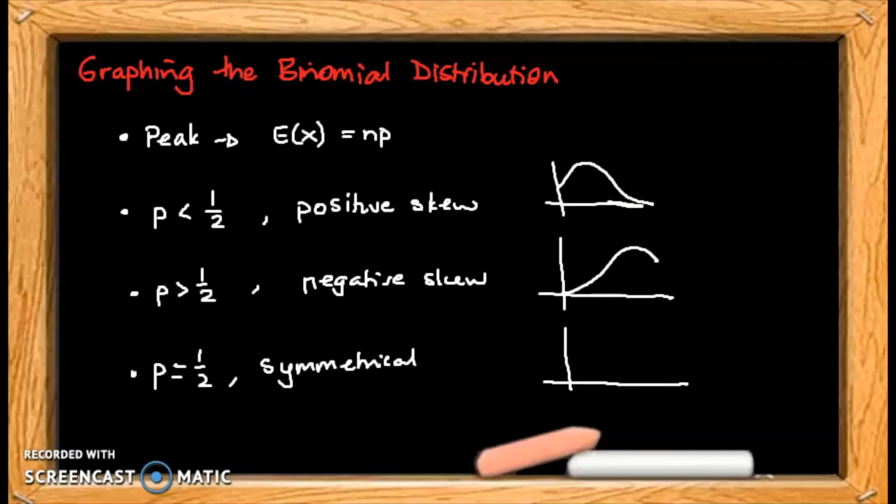And if p equals a half, I'm going to have a symmetrical graph, and the peak is going to be halfway between 0 and n. So it will probably look something like that. And finally, remember that I only have points where my integer values of x lie, which means these graphs actually aren't perfectly correct. And there should only be points on the integer values.